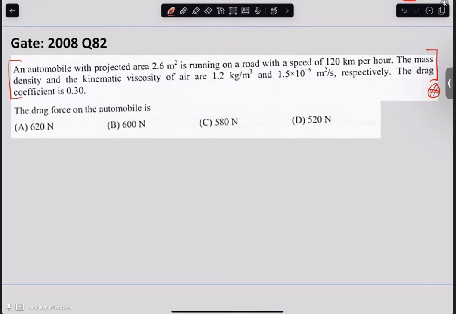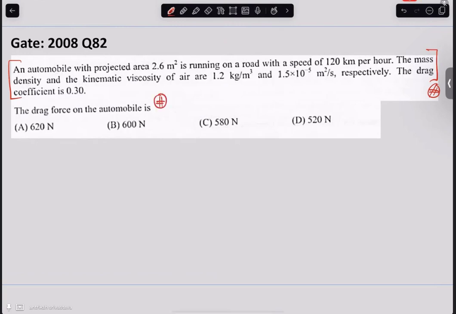An automobile with a projected area of 2.6 meter square is running on a road with a speed of 120 km per hour. The mass density and the kinematic viscosity of air are 1.2 kg per meter cube and 1.5 into 10 power minus 5 meter square per second respectively. The drag coefficient is 0.3. The drag force on the automobile is.